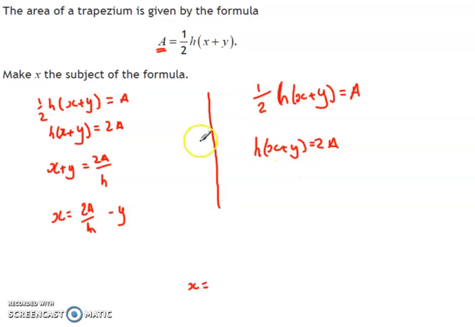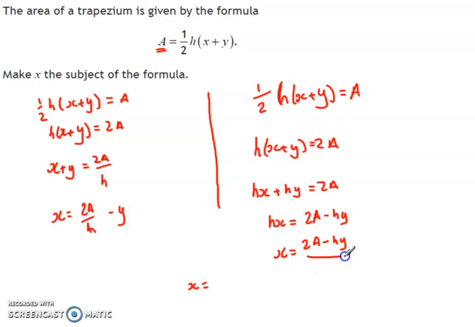Now at this stage, the different step we could take is to multiply out the bracket. So we'd multiply it out and we'd have h times x plus h times y equals 2a. We then shift the hy across here, so it's a plus on this side, it becomes a minus there, and we get h times x equals 2a, take away hy, and then divide through by the h, and we get x is equal to 2a, take away hy, divided by h. So we get this version here.